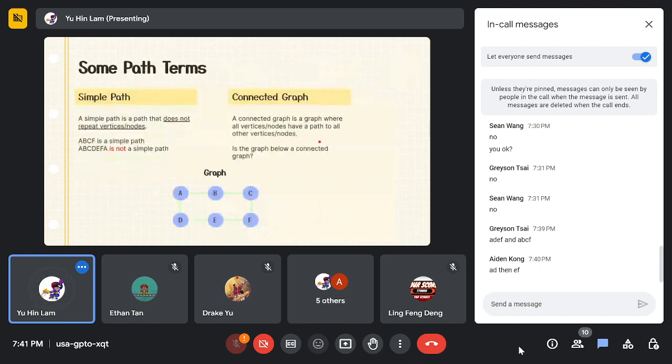Let's move on. Now we move on to some path terms, mainly a simple path and a connected graph. A simple path is a path that does not repeat vertices or nodes. So our A, B, C, F would be a simple path since we only go over these nodes once. But our second one, A, B, C, D, E, F, A would not be since we go over A twice.